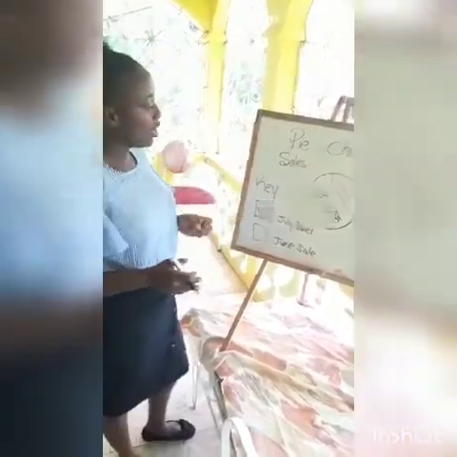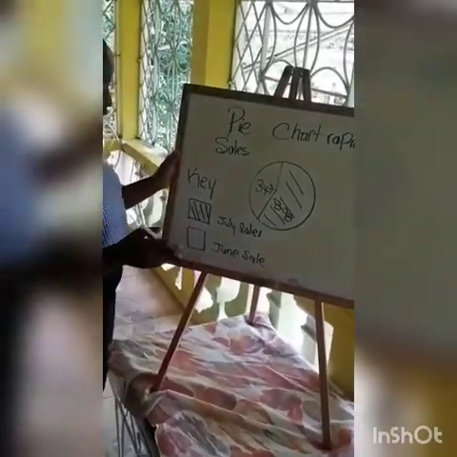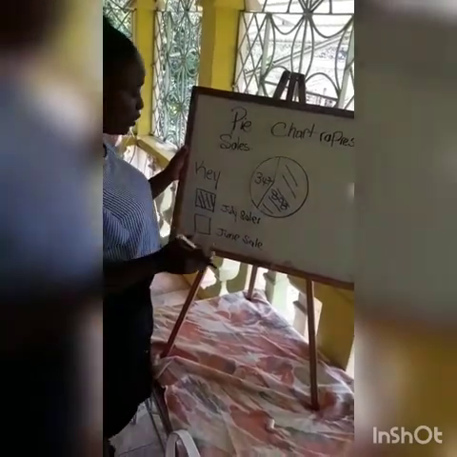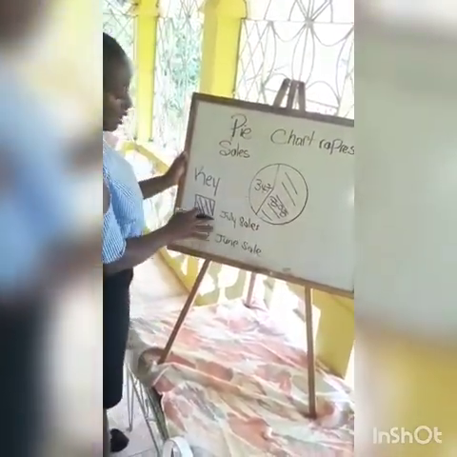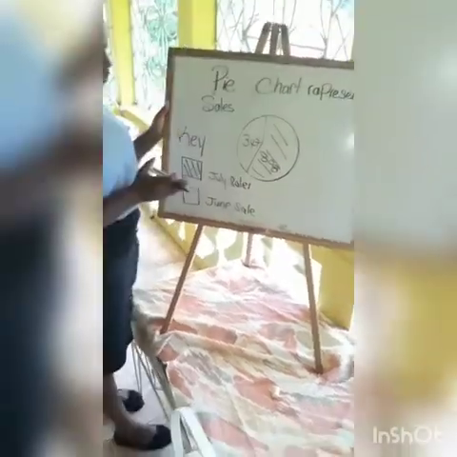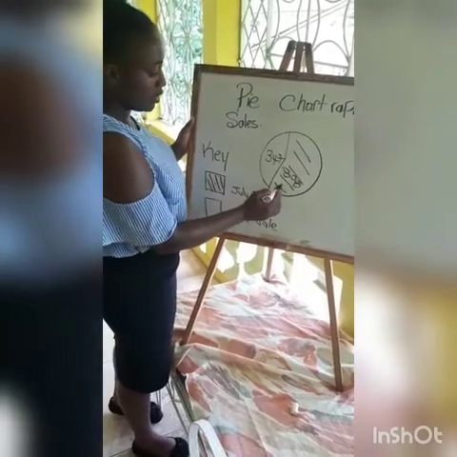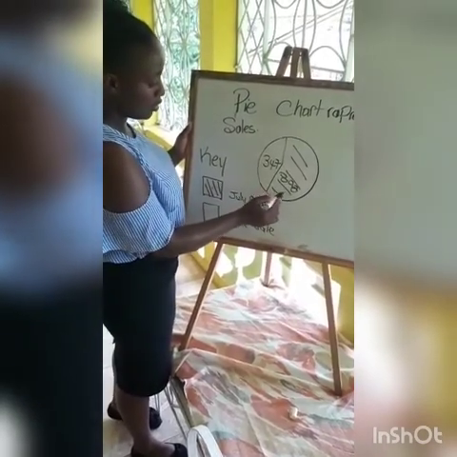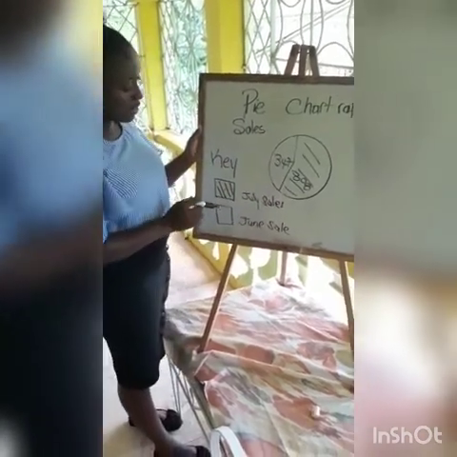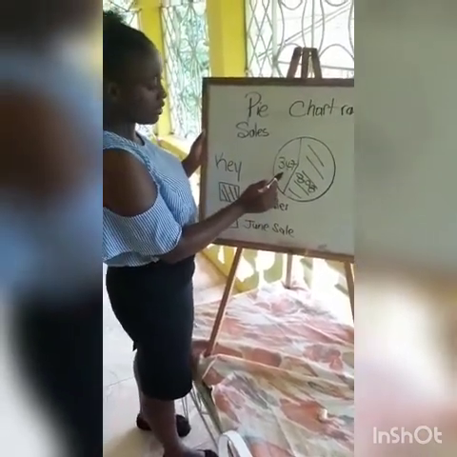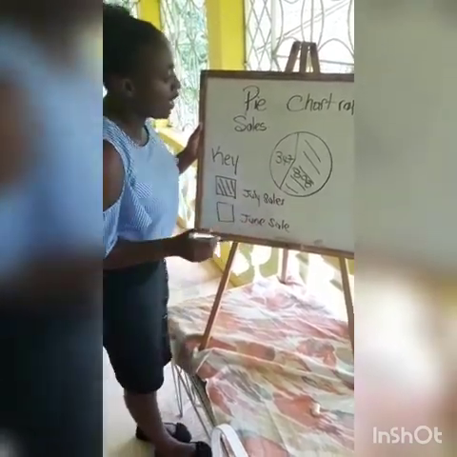Let me go again. This is a pie chart representing sales for the company of cards which were sold. This is a key for the pie chart. This is the sale for the month of July, which amounts to 808, and this represents the sale for June, which amounts to 347.